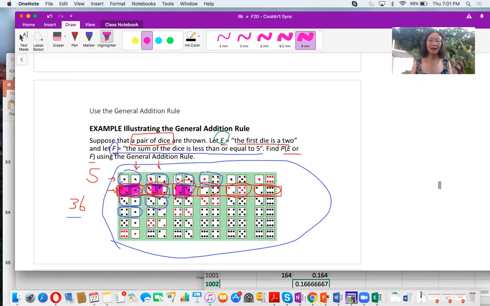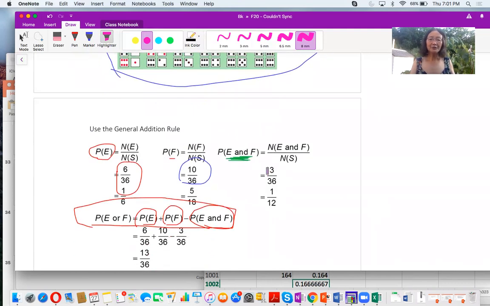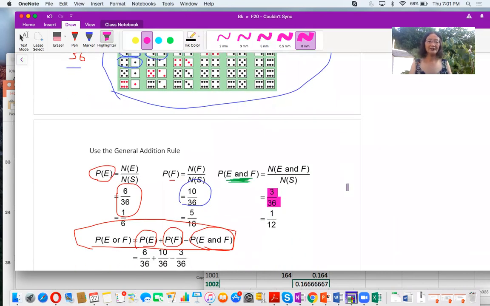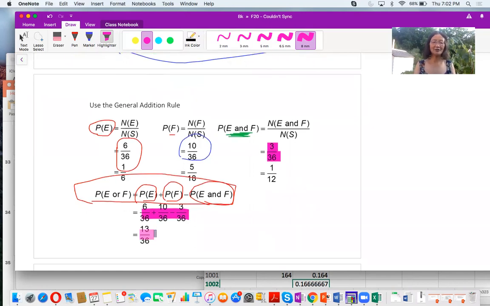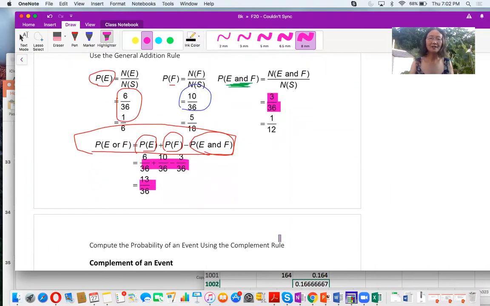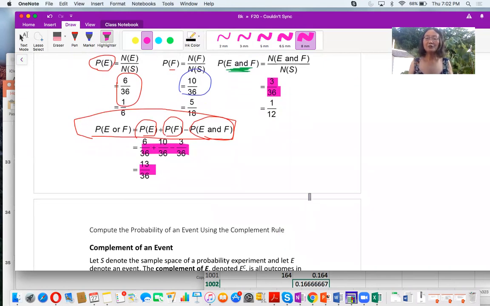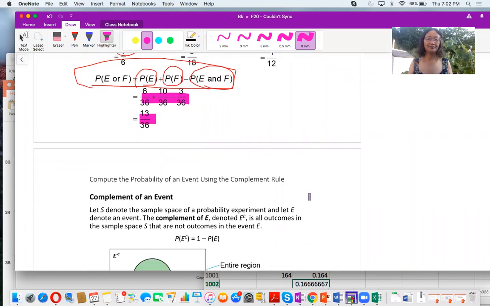These 3 events belong to E and F. E represents the first die is 2, and F belongs to the sum of the dice is less than or equal to 5. So it is 3 over 36. Once you identify those 3 probabilities, it is an easy job. This is the final result. So that is the general rule for addition.